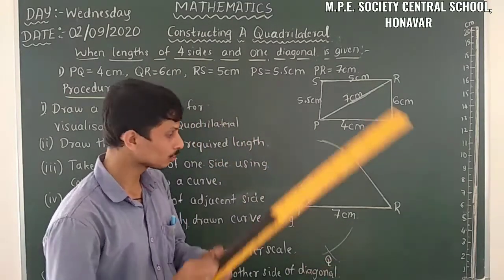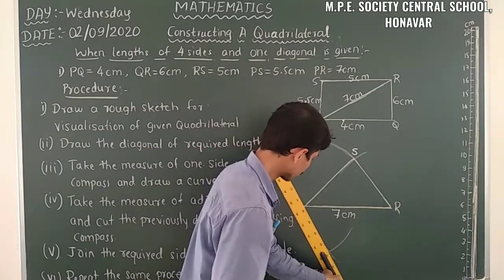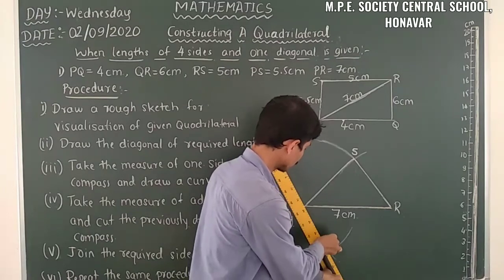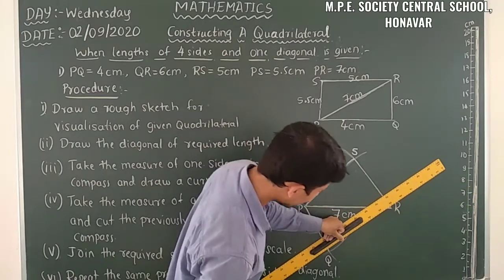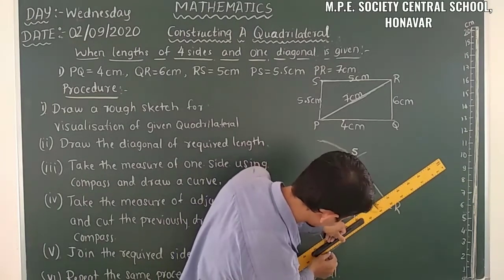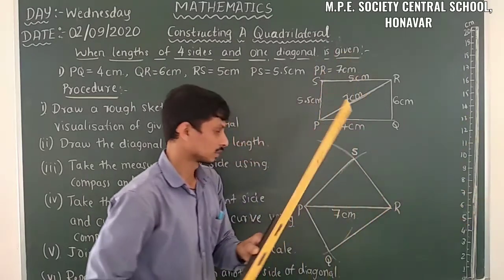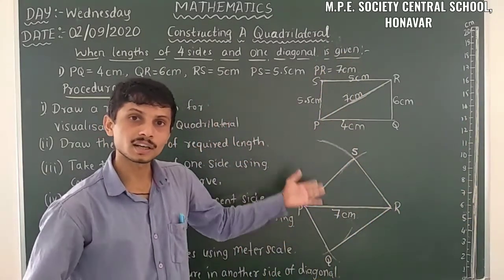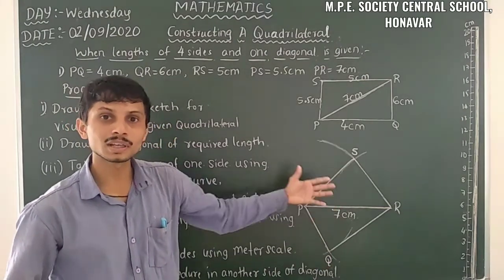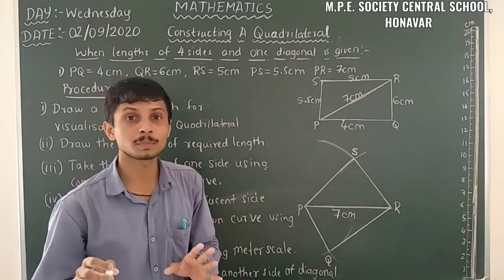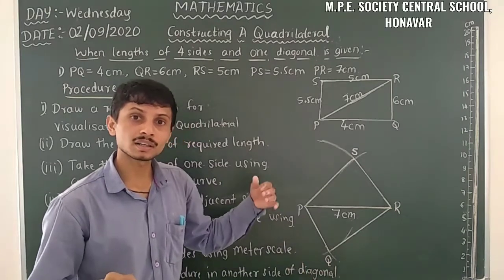So after that what you have to do? So we have to join the sides. That is, here I will join the side PQ, and after that here we have to join the side RQ. Yes. So the diagonal the quadrilateral is completed. That means, so here after that what you have to do? Label all the things. Don't forget to label all the things firstly. So after the constructing a quadrilateral, label all the things.